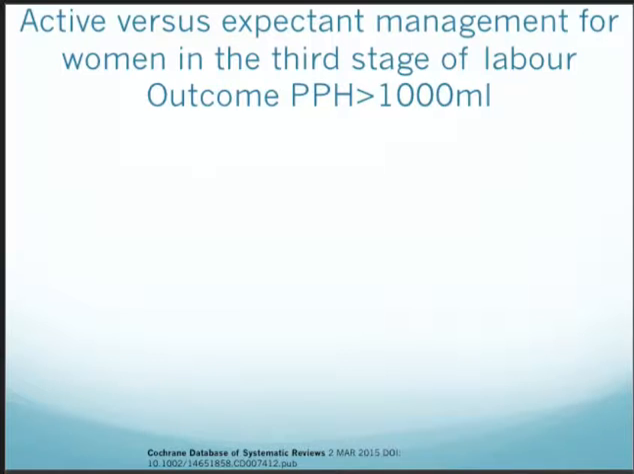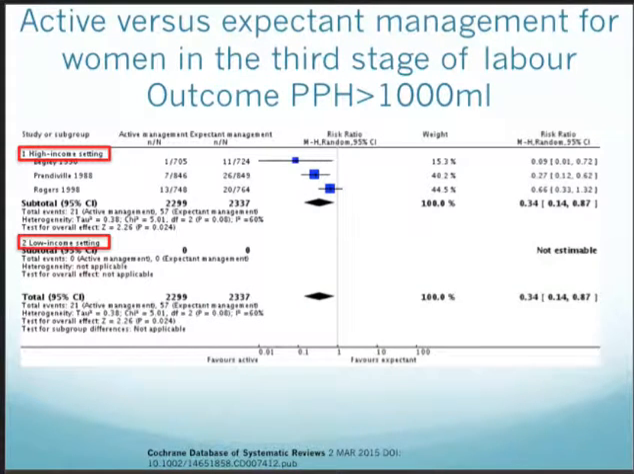Active management versus expectant management for women in the 3rd stage of labor. I'm referring here to the Cochrane database systematic review, most recently updated in March 2015, and it shows clearly that when we offer active management compared to expectant management, there is a significant decreased risk of PPH of more than 1 liter. This forest plot shows, the top part shows 4 studies from high income countries, as you can see here. Here, the low income settings, we have no reliable studies. So it's good to know that the findings of these studies are derived from high, well-resourced countries.